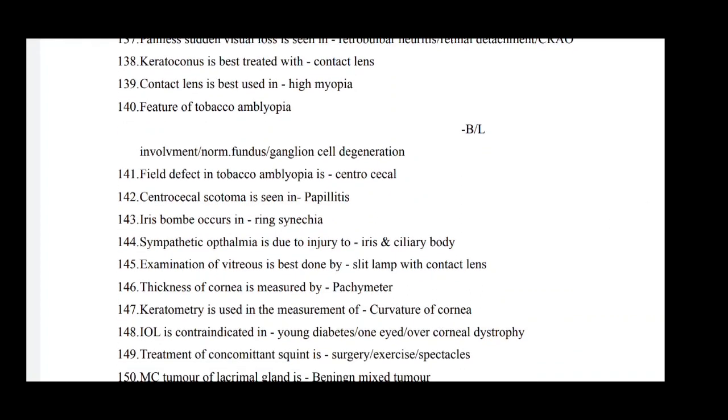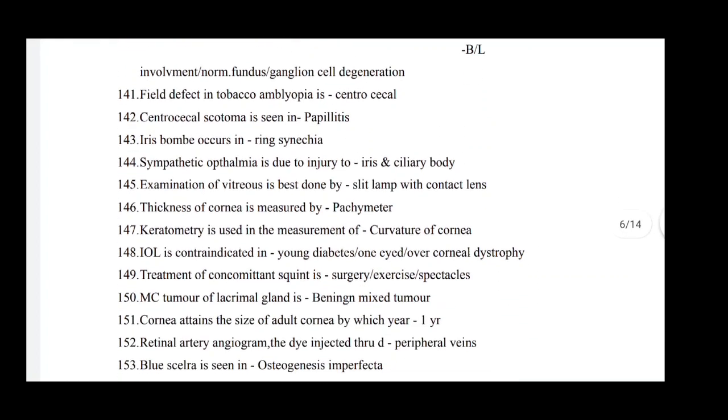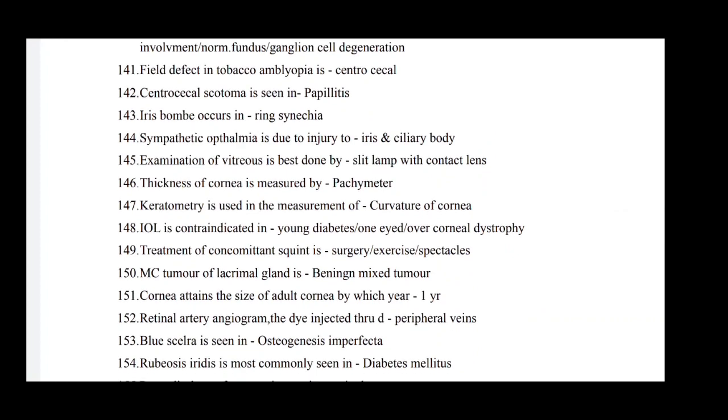Features of tobacco amblyopia are bilateral involvement, normal fundus, and ganglion cell degeneration. The field defect in tobacco amblyopia is centrocecal scotoma. Centrocecal scotoma is also seen in papillitis.